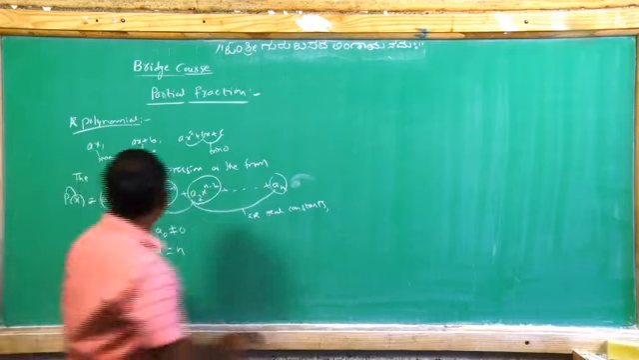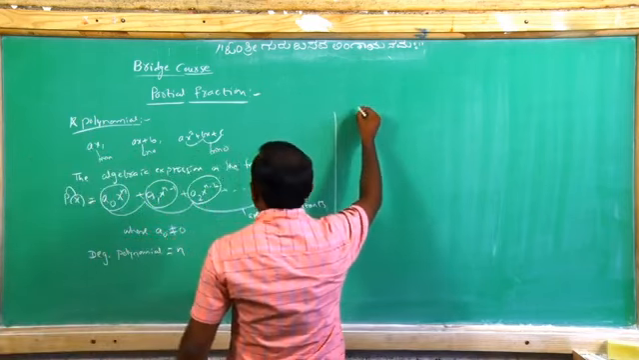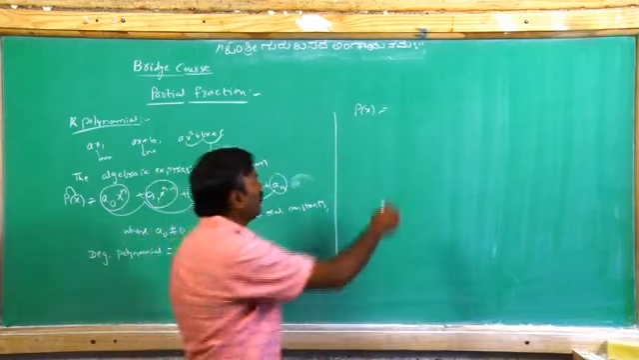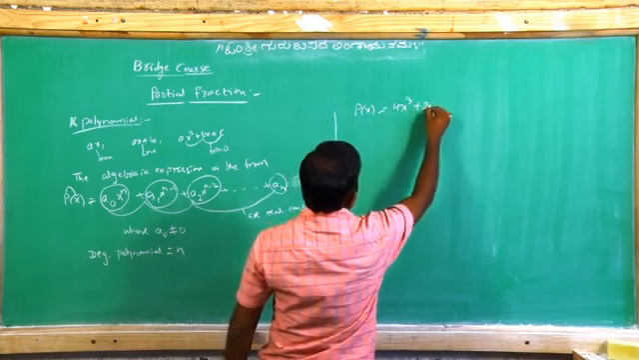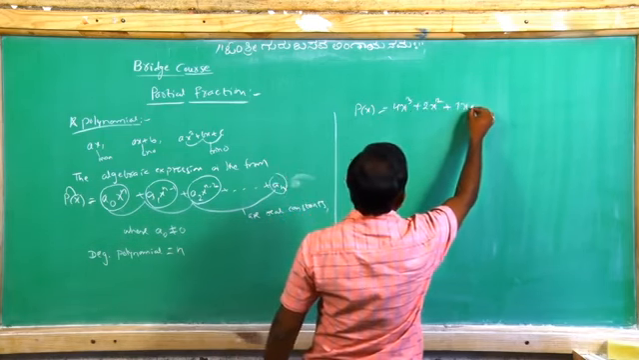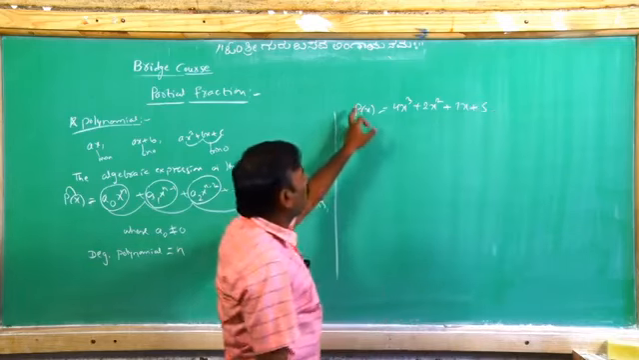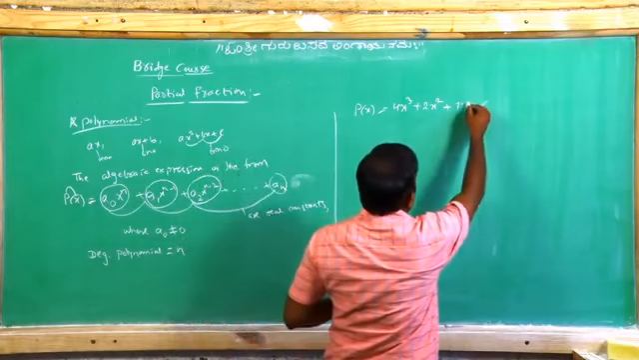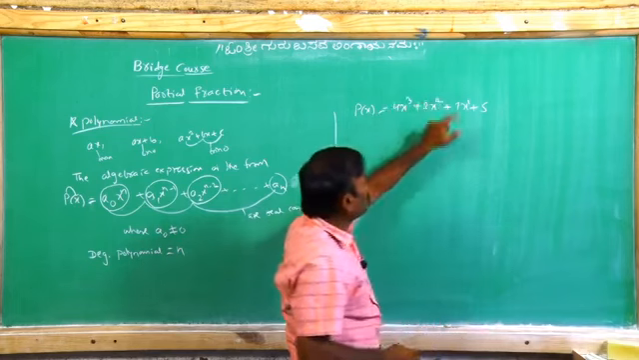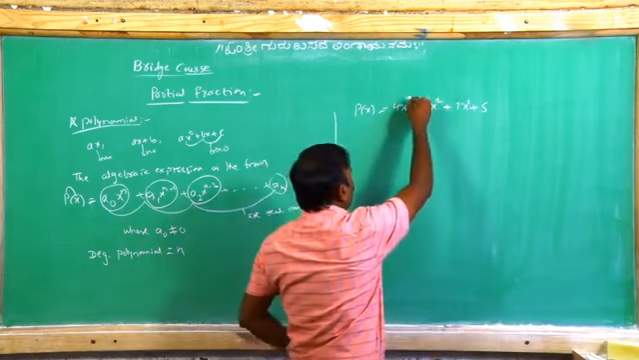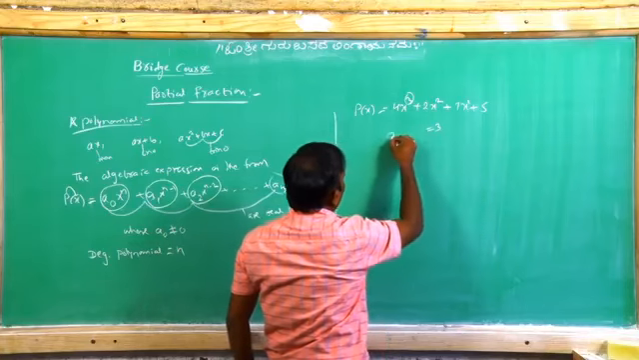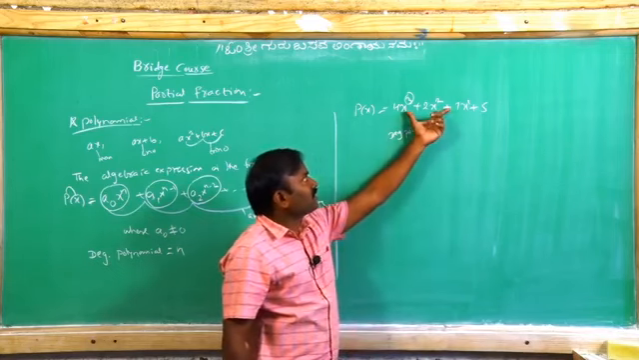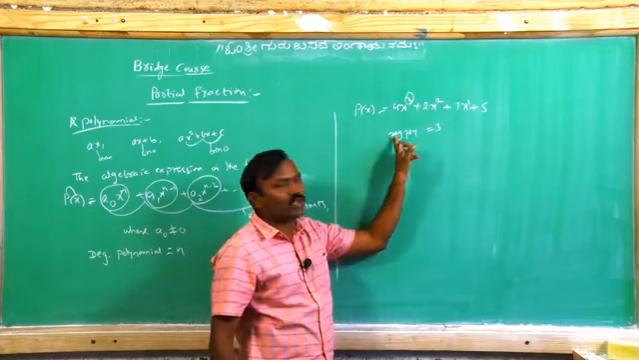Okay. Now next, take some polynomial in terms of x: 4 into x cube plus 2 into x square plus 7 into x plus 5. Now in this polynomial in x, what is the highest power of x? Here x power 1, x power 3, x power 2. The highest power of x in this polynomial is 3. So this 3 is the degree of the polynomial.